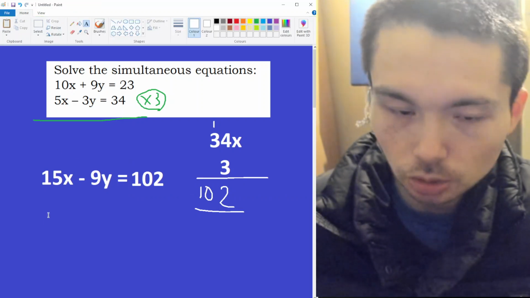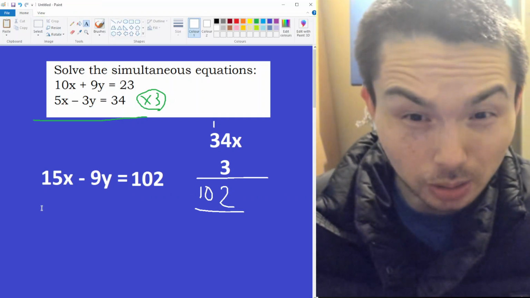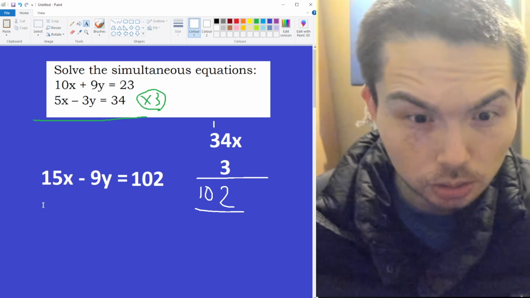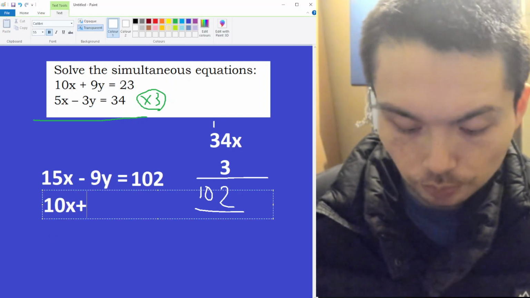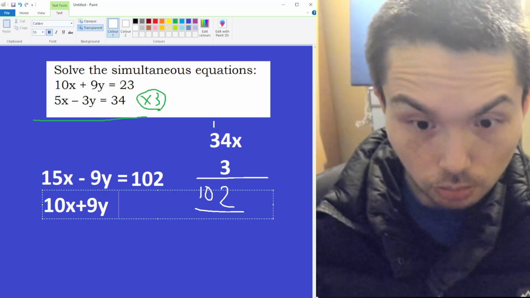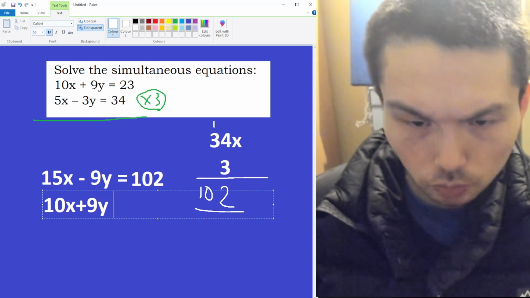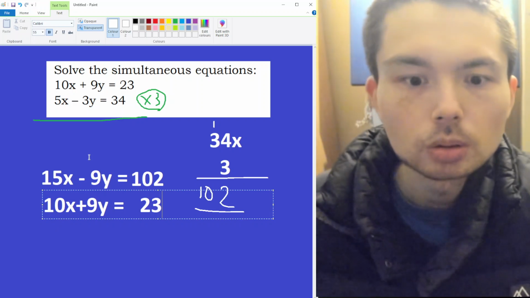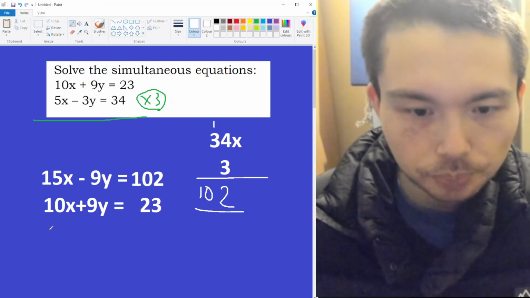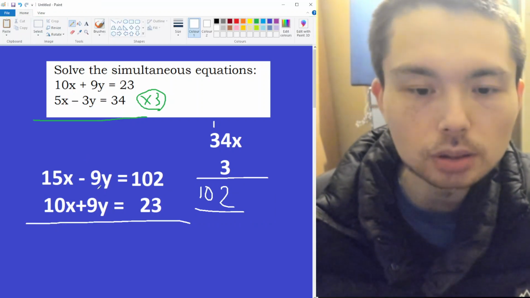Top equation, just put that underneath, because overall I think the numbers are smaller, so you might as well put that one underneath. Plus 9y equals 23. We have minus 9y. And we have plus 9y.